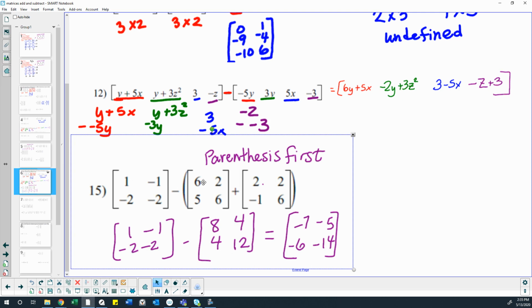So we're going to start by adding 6 plus 2, which is 8, 2 plus 2, which is 4, 5 plus -1, which is 4, and 6 plus 6, which is 12. Then we go back and take that first matrix in the problem, and now we're going to subtract the matrices that we just added together. So now we take 1 subtract 8 is -7, -1 subtract 4 is -5, -2 subtract 4 is -6, and -2 subtract 12 is -14. So here's our final answer from both steps, first adding and then subtracting in order.